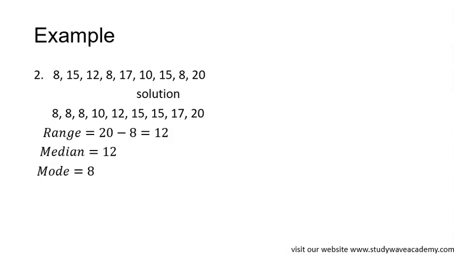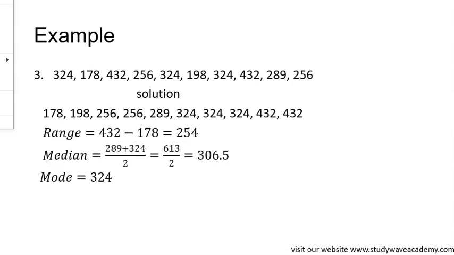It's easy, right? The first step is to arrange from the smallest to the biggest. Then, to calculate the range, it is the largest value minus the smallest value. Then the median is the middle number. If there are two numbers in the middle, you add them and divide by 2. And the mode is the number that appeared more, right? Let's look at another example.